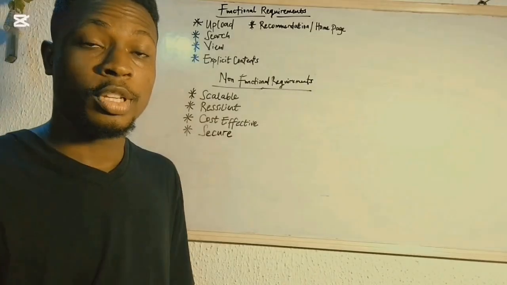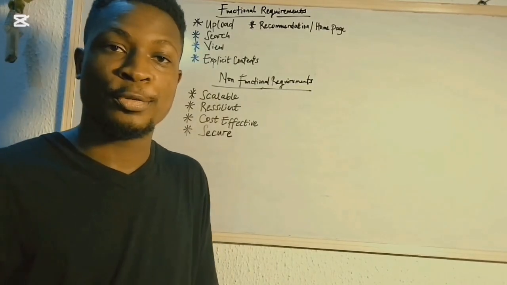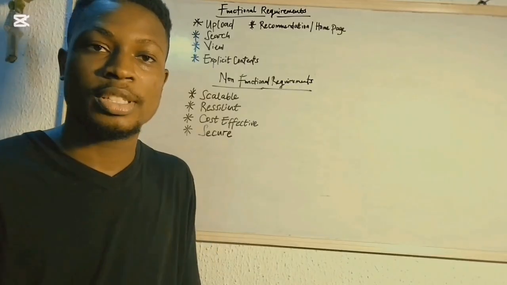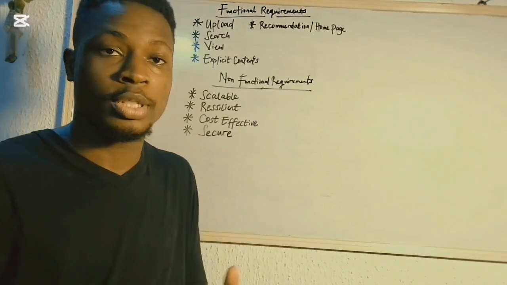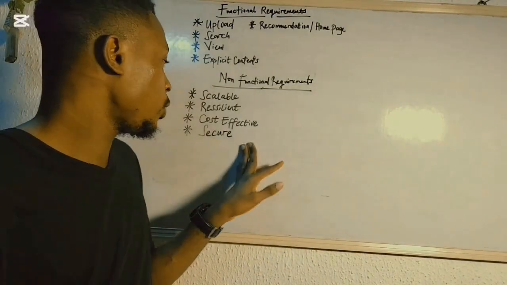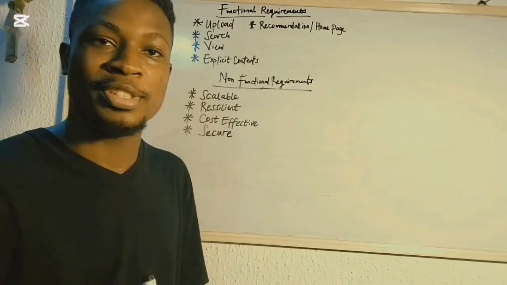We are also going to be looking into the cost effectiveness of the system. We're going to be making sure that we're not paying for resources and servers that we are not using. We are only going to be paying for what our application is using. And we're also going to make sure the application is secured from hackers and internet dummies.